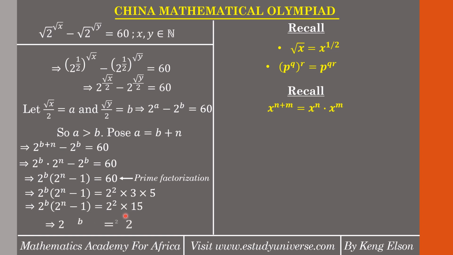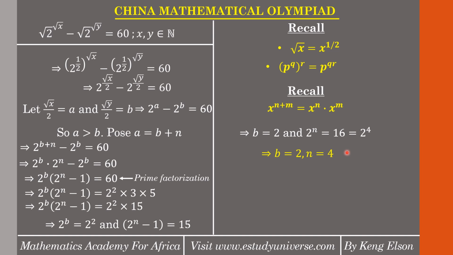Equating corresponding entries, we have 2 to the b equal to 2 squared and 2 to the n minus 1 equal to 15. Now from here we can clearly see that b is equal to 2 since they have the same base. B will be equal to 2, the exponent, and here 2 to the n will be equal to 16, which is 2 to the power 4. It therefore means that n is equal to 4. Okay, so b is 2 and n is 4.